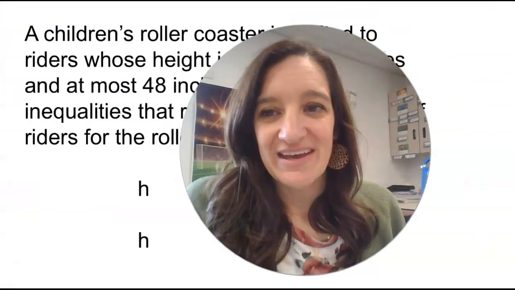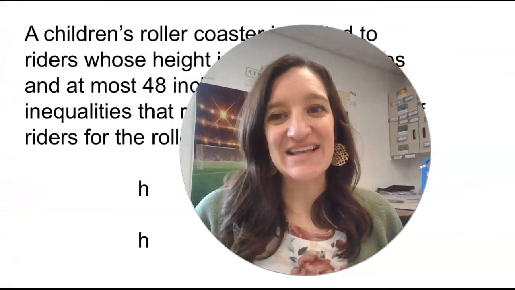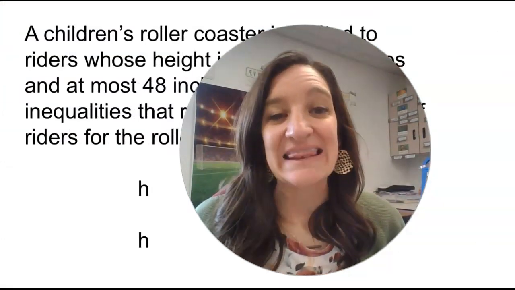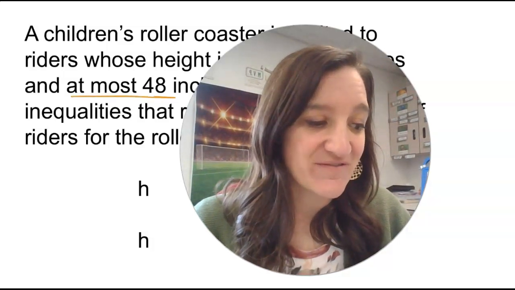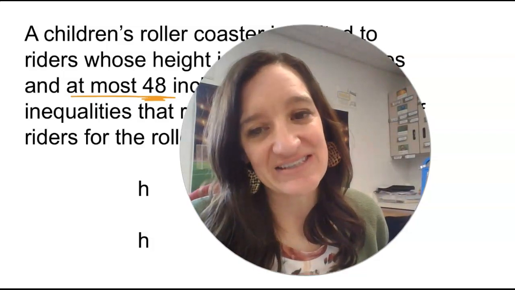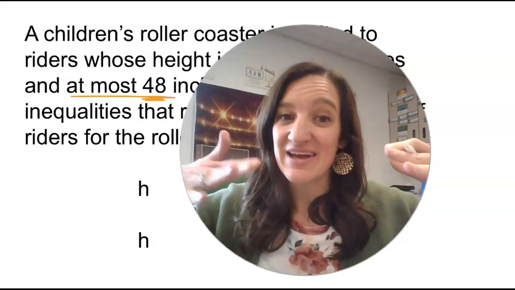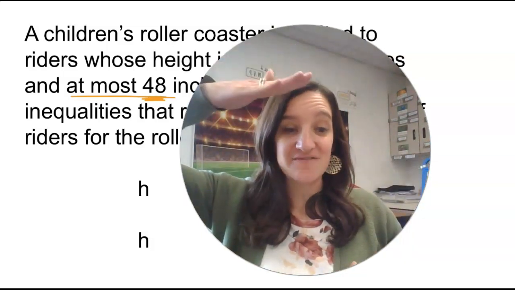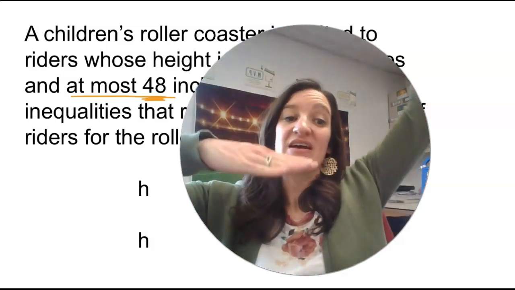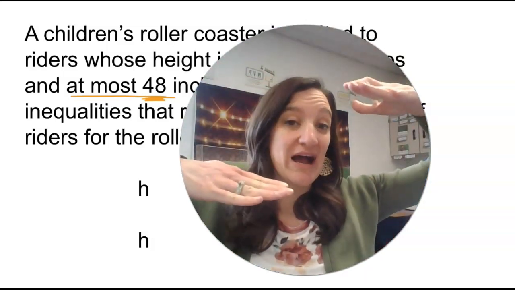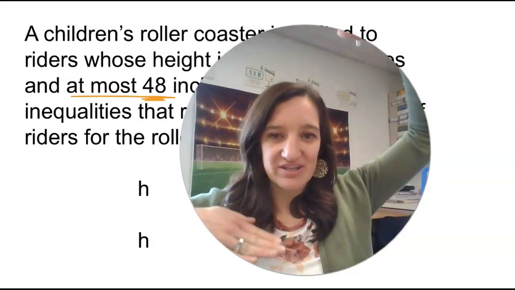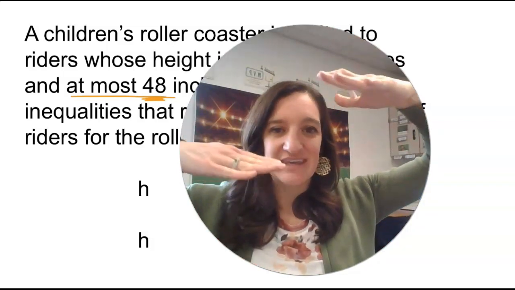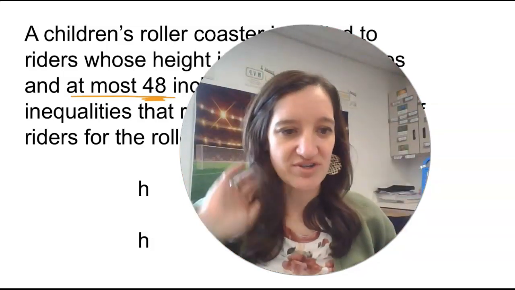All right. A child's roller coaster is limited to riders whose height is at least 30 inches and at most 48 inches. Right? 2 inequalities that represent the height. We got 2 inequalities because you have to be a certain height. You got to be high enough to go on it. But because it's a kid ride, you also can't be too high. So you got to be in like a sweet spot. Can't be a little toddler, can't be a really tall teenager. You got to kind of be children's roller coaster height, right?